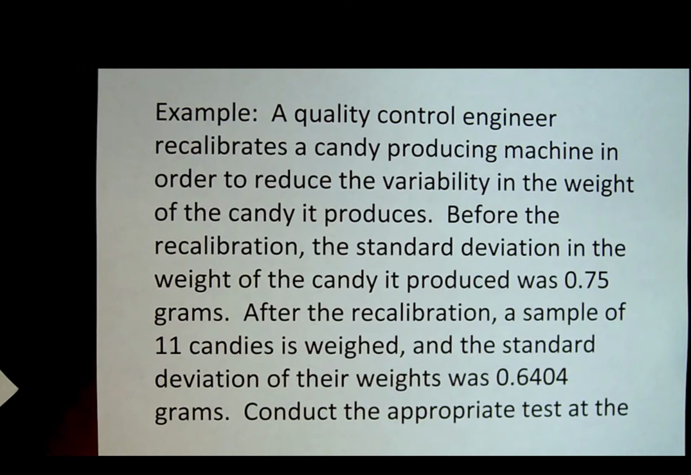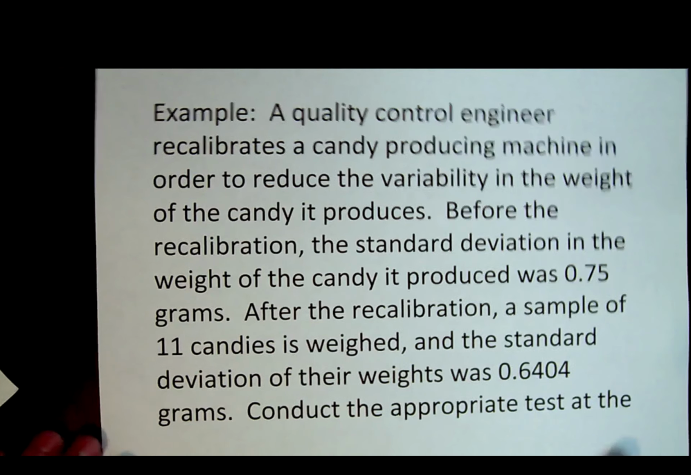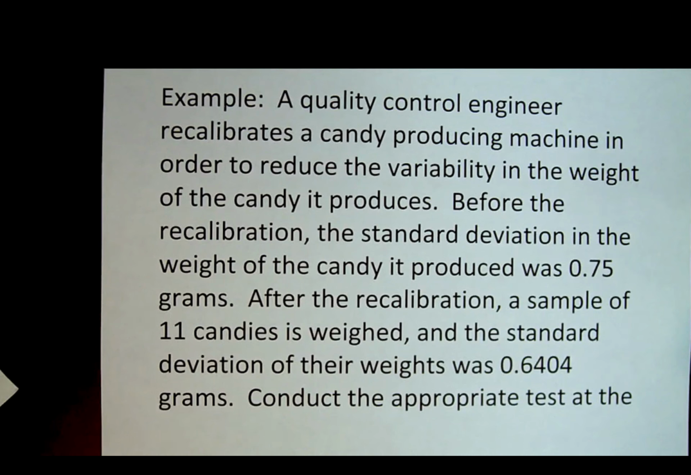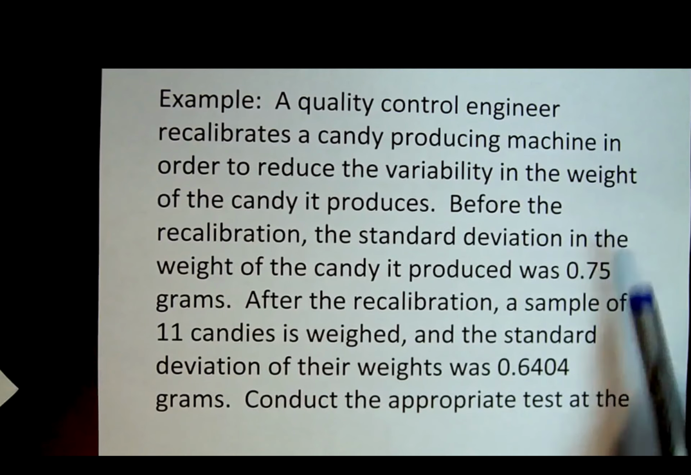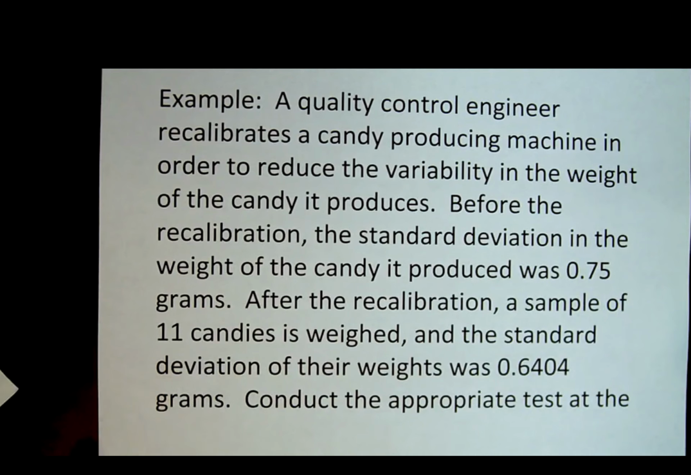So here's the example. A quality control engineer recalibrates a candy producing machine in order to reduce the variability in the weight of the candy it produces. Right? They want it to be a little more reliable. Before the recalibration, the standard deviation in the weight of the candy it produced was 0.75 grams. After the recalibration, a sample of 11 candies is weighed, and the standard deviation of their weights now was 0.6404. So that's a point estimate of the standard deviation. It is less than the old standard deviation, but this is just a sample of 11 candies.